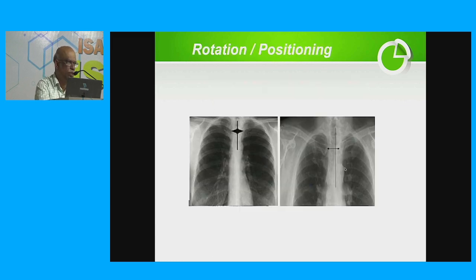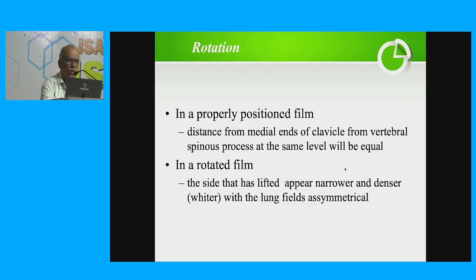Then a very important thing is positioning. The patient should not be in a rotated or an angulated position, as it will affect the lung shadows. It may apparently look like a pneumothorax or other things, or the clavicles. To know the exact positioning, one should draw a line from the center point at the spinous process and measure the distance to the medial end of the clavicle. In a properly positioned film, before interpreting the X-ray, you should make sure these things are satisfied.